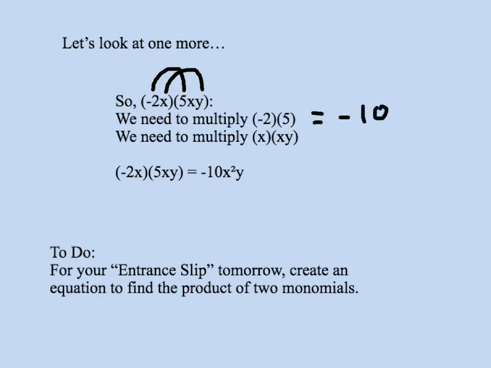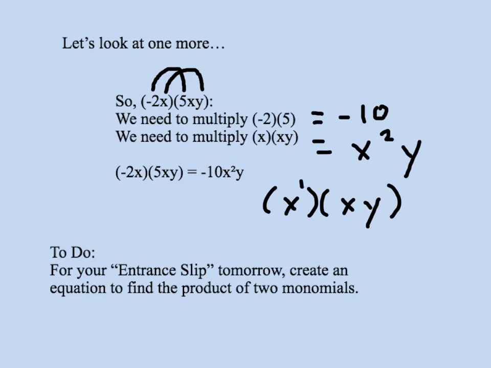We need to multiply x by xy. This is going to result in x squared y. If that doesn't make sense, let's think back to our chapter 1 when we did laws of exponents. X times xy. What are the exponents on the variables in these terms? Well, x is the same as x to the 1. We just don't write that 1. And xy, the exponents on each of the variables in these terms, again, are 1s.